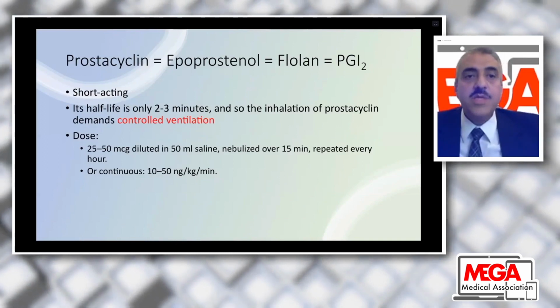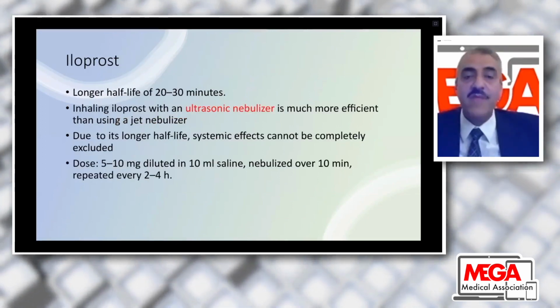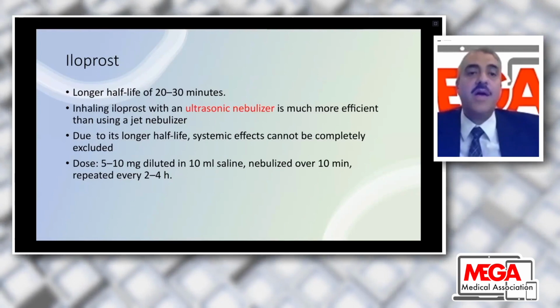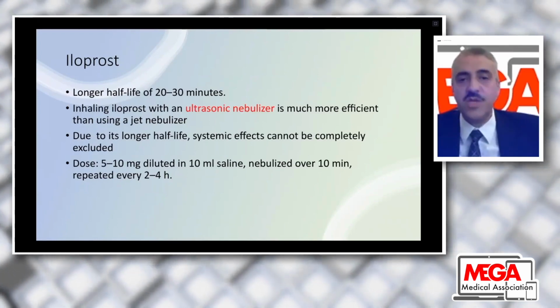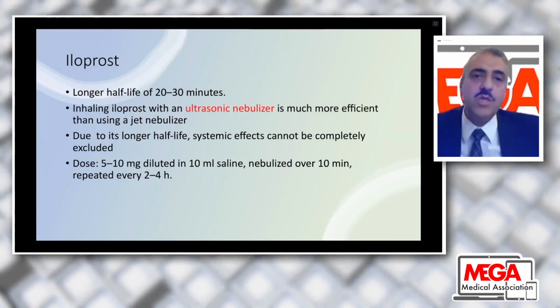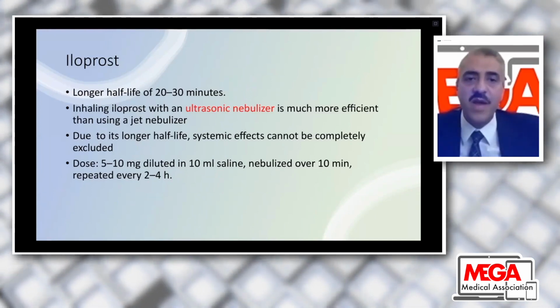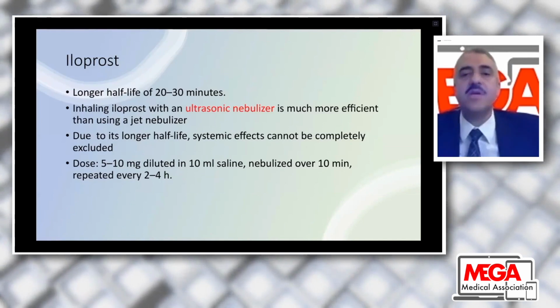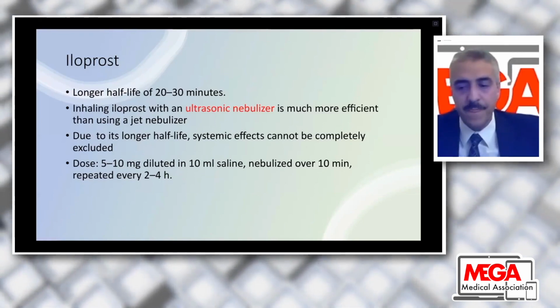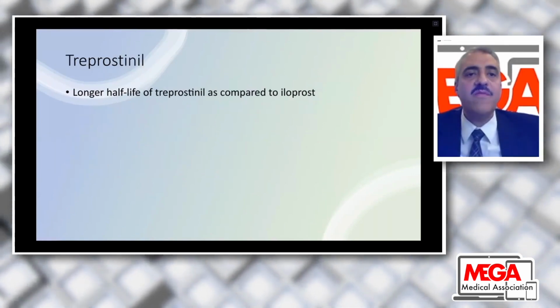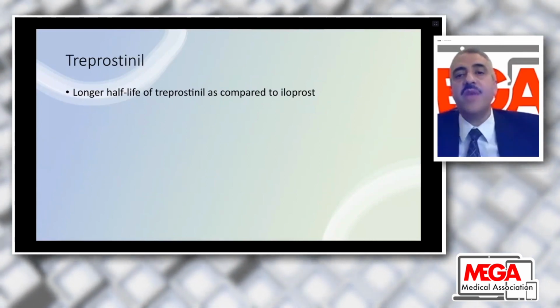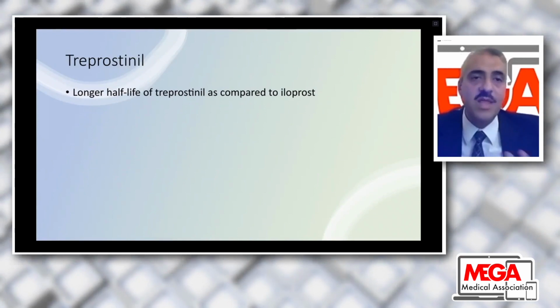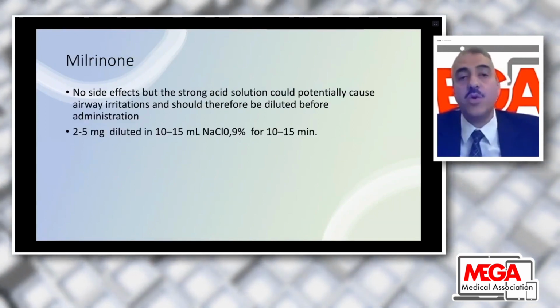Other than the prostacyclin, we have the iloprost with a longer half-life, 20 to 30 minutes. The inhaled iloprost, usually we use the ultrasonic nebulizer, not the jet nebulizer. And due to its longer half-life, sometimes the systemic effect is happening with this drug. Other than the iloprost, we have the treprostinil, which has a longer half-life than the iloprost. And what is common and available in the OR is the milrinone.